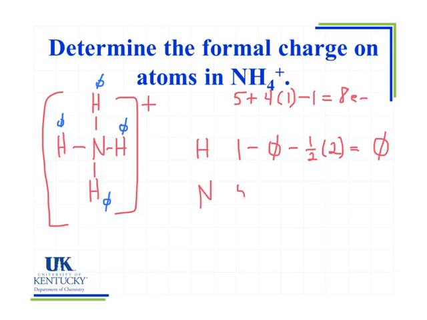Now I'm going to look at my nitrogen. And I know that nitrogen has 5 electrons in the isolated atom. Here it has no non-bonding electrons, and it has 8 electrons around it, so half of 8 equals 4. So 5 minus 4 is 1. And so our nitrogen has a formal charge of plus 1.